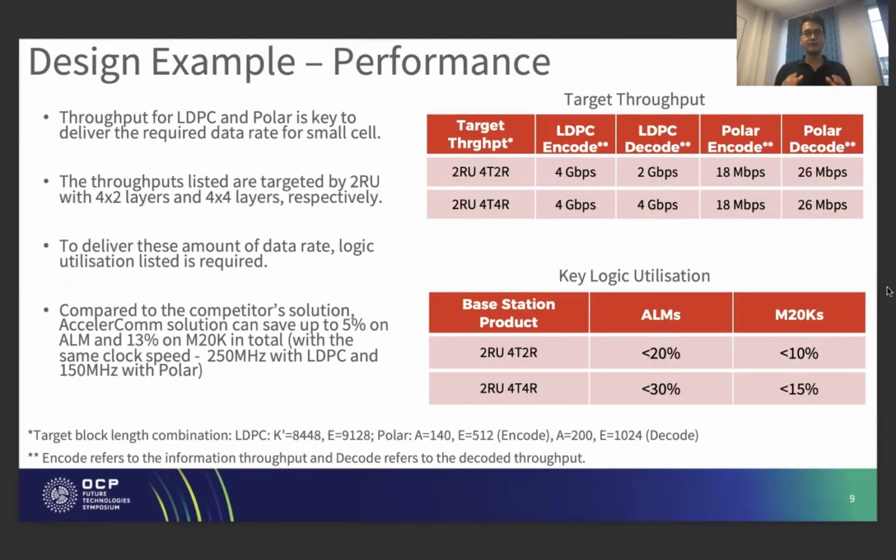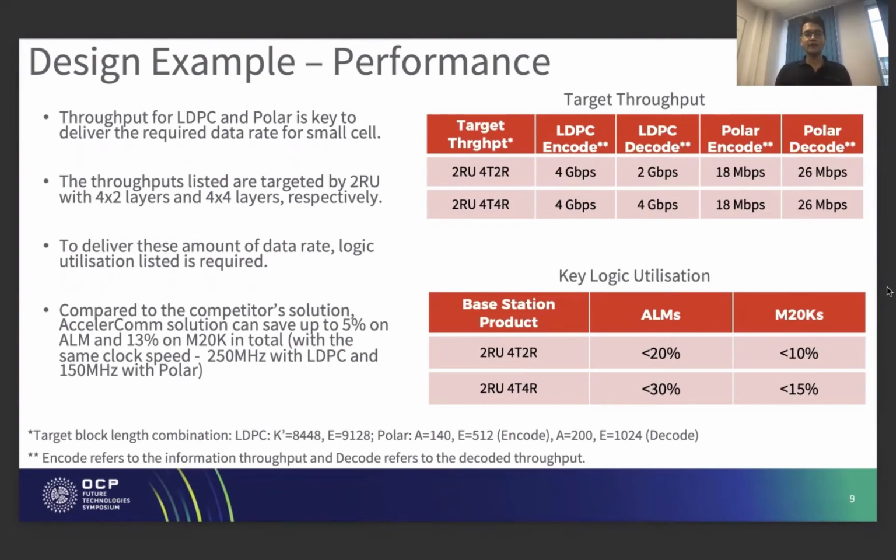In terms of performance, we have to achieve the required throughput targets for LDPC and Polar in order to deliver the required data rate for this small cell application. And throughputs listed here are targeted by 2RU 4x2R and 2RU 4x4R on the right-hand side. And more specifically, we are talking about LDPC encode and decode, Polar encode and decode.